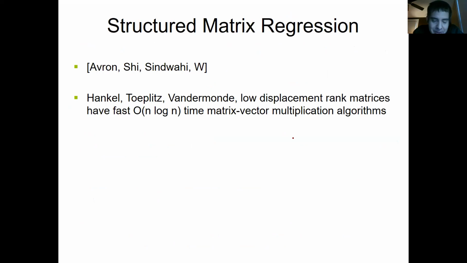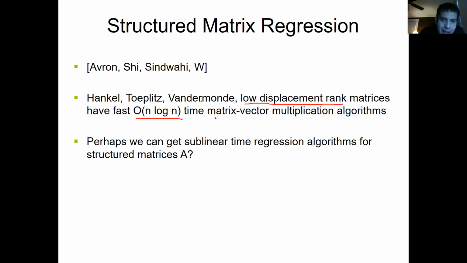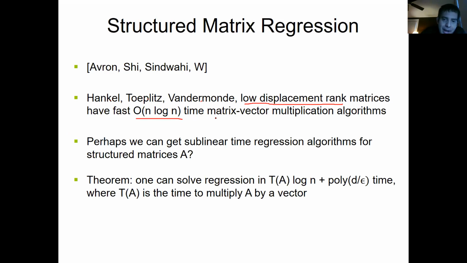Besides sparsity, another thing that could help you with time complexity is that often your matrices A have special structure. For example, your matrix A might be a submatrix of a Hankel, Toeplitz, or Vandermonde matrix, or some matrix more generally that has low displacement rank. This is a family of matrices that come with very fast matrix-vector multiplication algorithms, like order n log n time. And so perhaps you can utilize this structure to get very fast algorithms, in fact algorithms that maybe are even sublinear in the number of non-zero entries of your matrix. And this is in fact true.